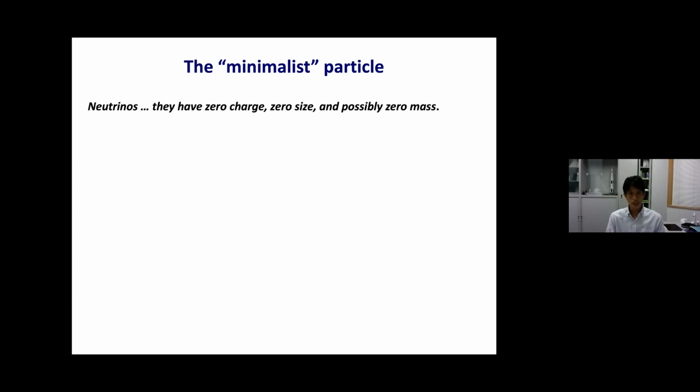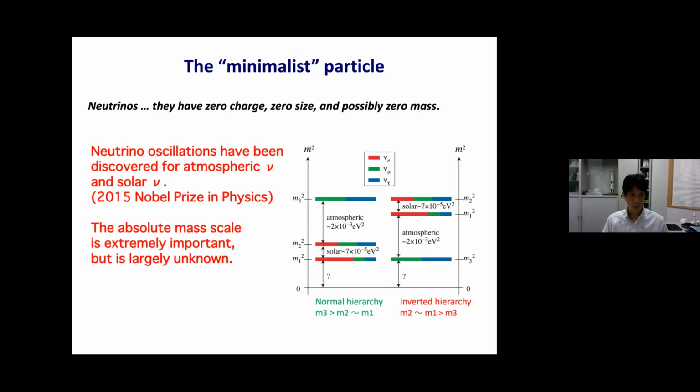In fact, neutrinos are minimalists. They don't have a charge, they have zero size, and possibly zero mass. So what else they want, I don't know. They are the simplest particles. But on the last point, possibly zero mass, we know that neutrinos might have a finite mass, because neutrino oscillations have been discovered for atmospheric neutrinos and solar neutrinos, which led to the 2015 Nobel Prize in Physics. For many reasons in particle physics and cosmology, the absolute mass scale is extremely important, but is largely unknown. All we know is the mass difference among the flavors of the neutrinos.